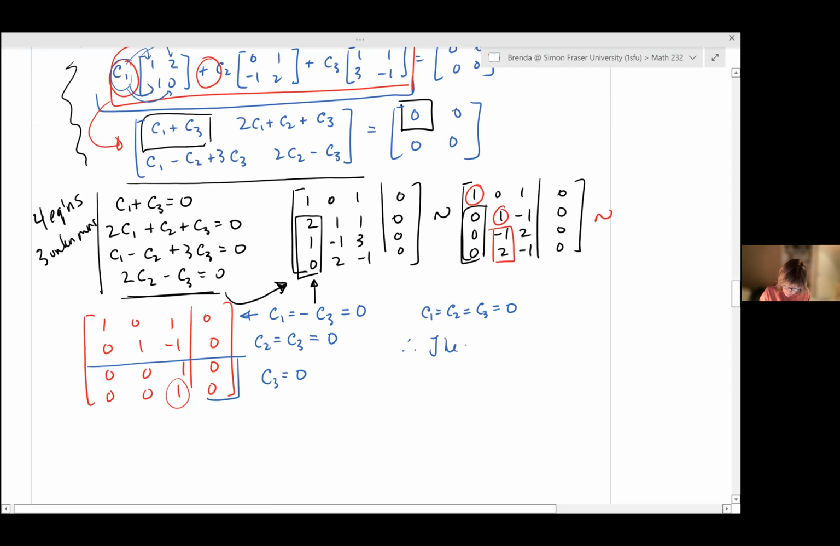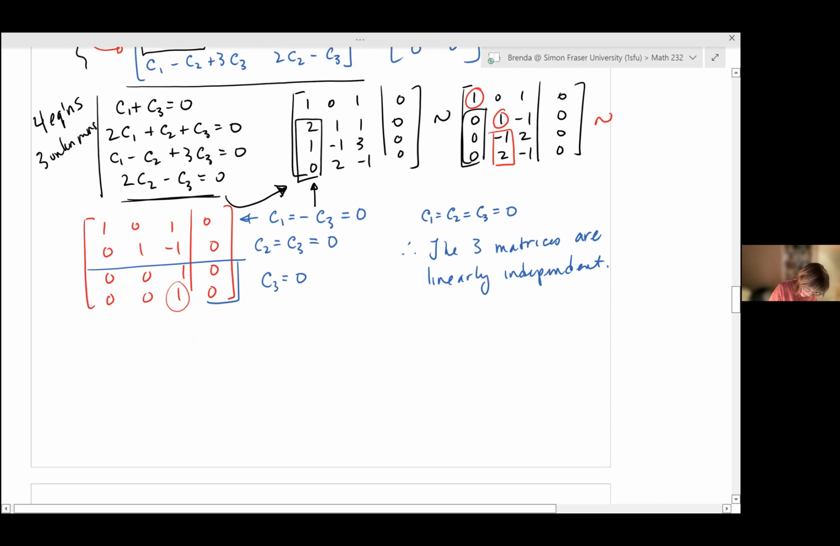Therefore, the three matrices are linearly independent. It means that you cannot make one of the matrices out of a linear combination of the other two. Okay, now the next question is: is this matrix here, 2, 3, 2, minus 3, in the span of those three matrices? This is quite a similar question, just slightly different.